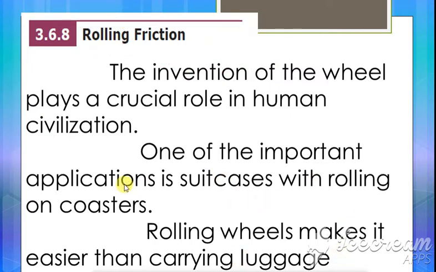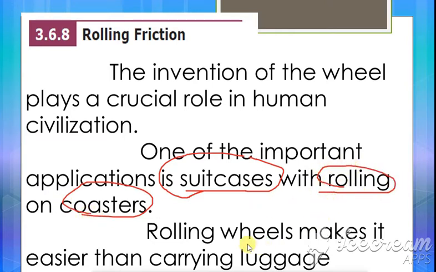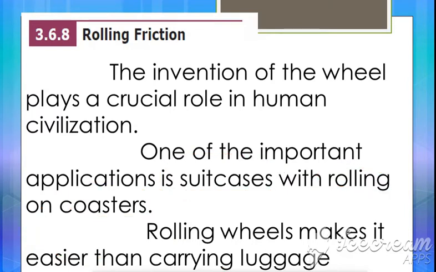One of the important applications nowadays is the suitcase with rolling wheels, is it not? So that we feel it is easier. The rolling wheels make it easier than carrying the luggage. Rather than carrying, we are just rolling the wheels. So this is one of the applications of rolling friction.